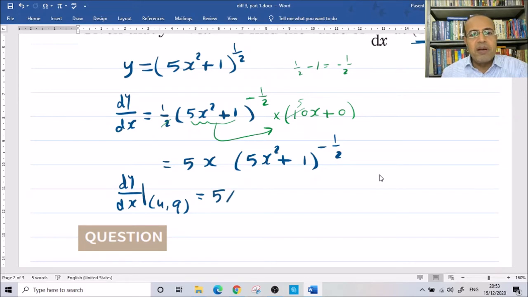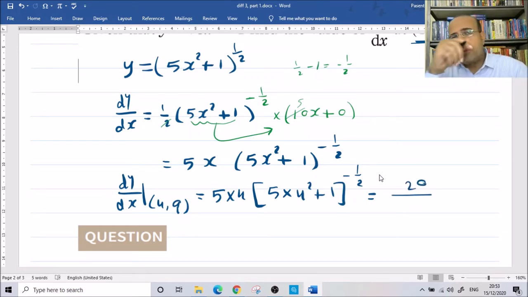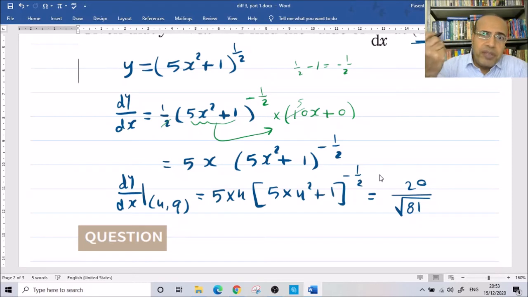So 5 multiplied by 4 squared plus 1 to the power negative half. 5 times 4 equals 20. Power negative half, so we can move it down to be power half. Power half means the square root of 4 power 2, 16. 16 times 5, 80. 80 plus 1, 81. The square root of 81 is 9. So the answer is 20 over 9.